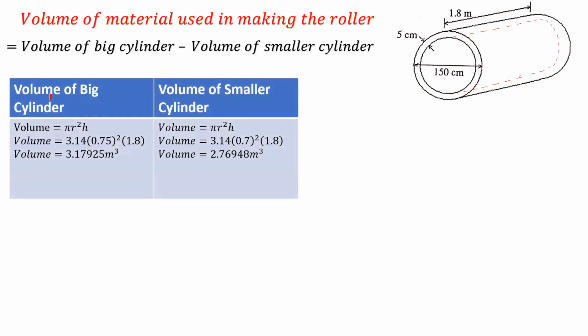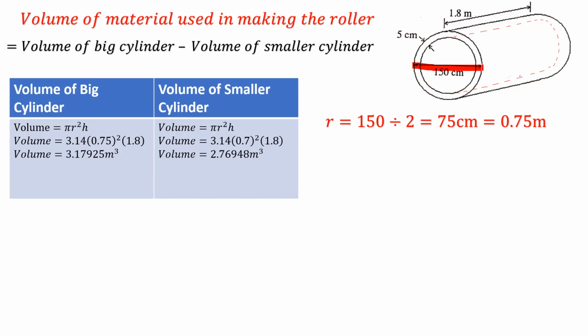So how do we find the volume of the big cylinder? Well, we know the volume is pi r squared times h. We know that for the big cylinder, r is going to be 150 divided by 2, which is 75 centimeters, which is 0.75 meters, because we're trying to find the volume of this big one.